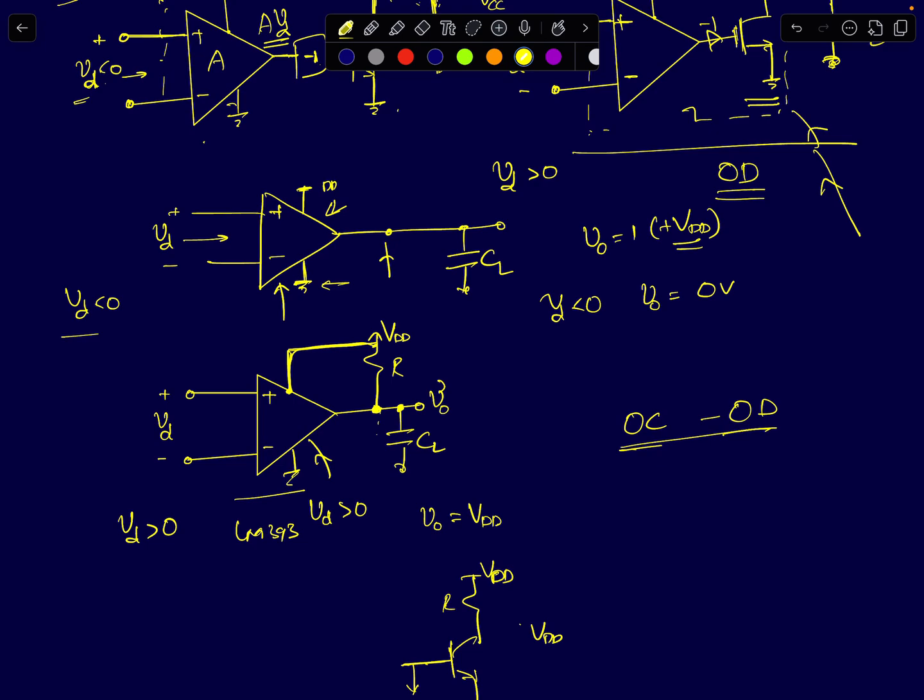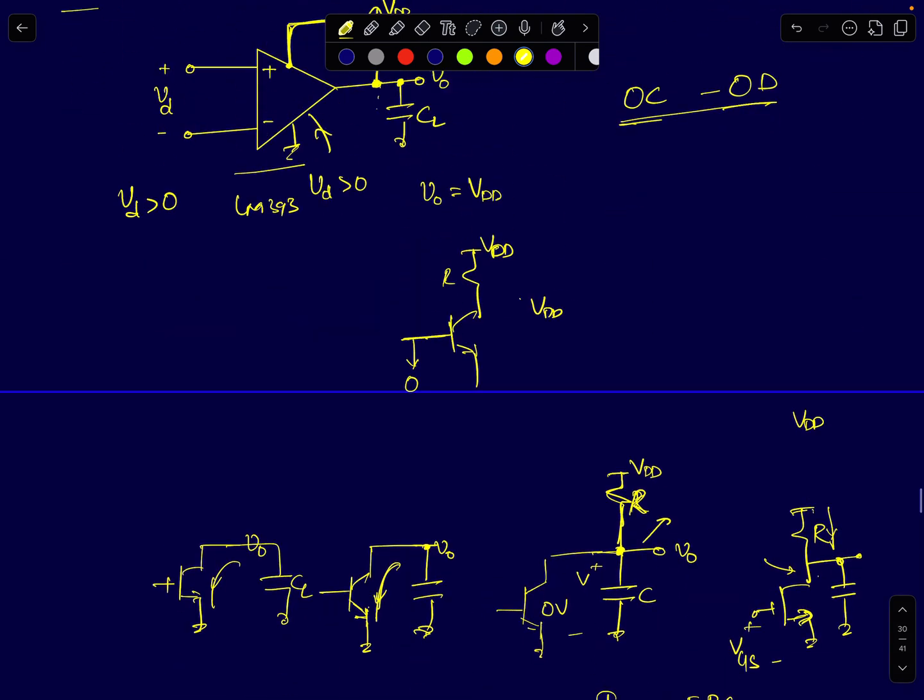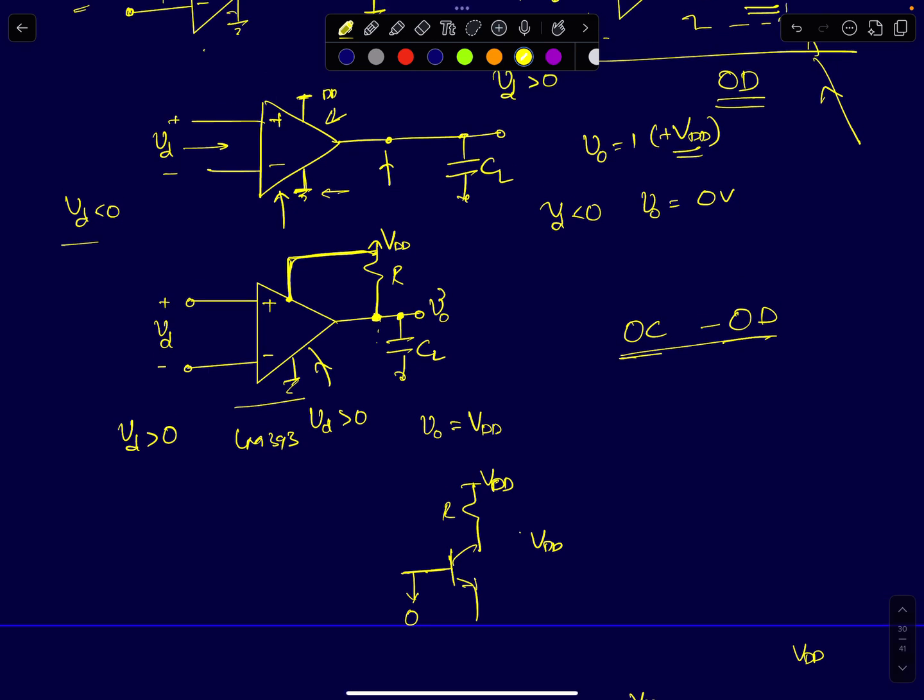Now we'll look at the final stage. Whenever we are talking about open collector or open drain output, the last stage is of significance to us. The last stage is what charges or discharges the output node. And one more thing, here I've assumed the load to be a capacitor. So you might wonder, why am I assuming the load to be a capacitor?